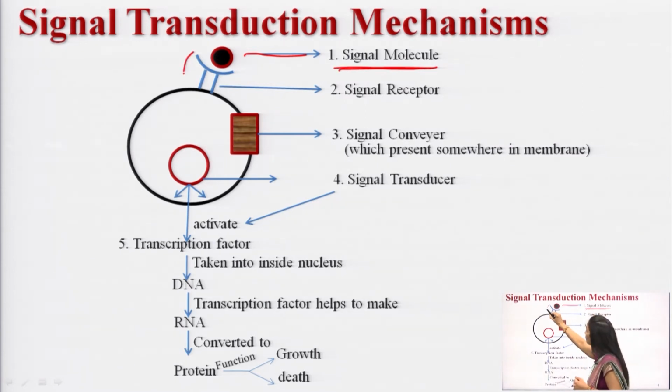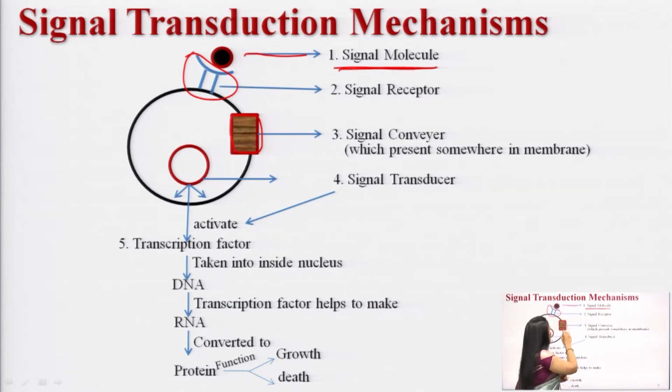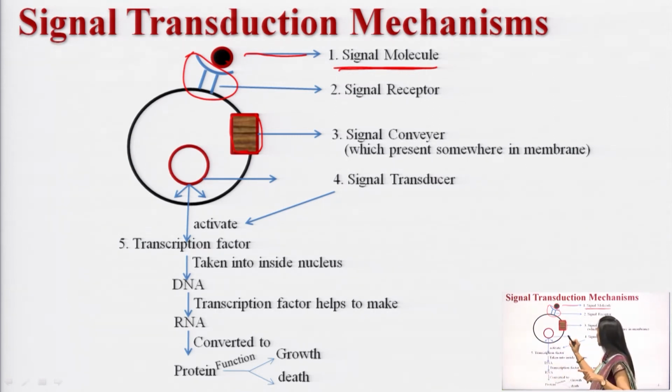This is a receptor. The signal molecule will go and bind to the receptor, and there is some signal conveyor which is present on some other part of the cell. The signal conveyor will be present somewhere in the membrane. Once the drug binds to its receptor, the signal conveyor will convey the signal, and the next one is transduction. Signal transduction will happen inside the cell.